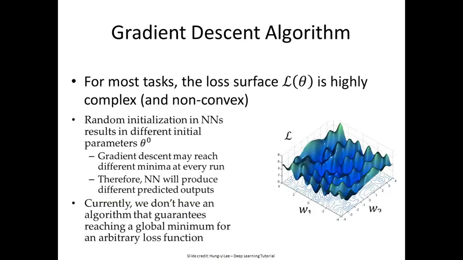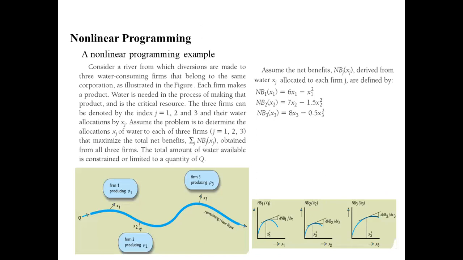That's why we have seen convexity earlier. For the most part, the loss function is highly complex and usually non-convex. That's a problem. As you can see, this graph is a non-convex graph. So randomly initialized neural networks, the NNs, result in different initial parameters. So the gradient descent may reach a different minimum at every run. Therefore, NN will produce different predicted outputs. So currently, we don't have an algorithm that guarantees reaching a global minimum. At least we know that there is a local minimum, that's not for an arbitrary loss function.